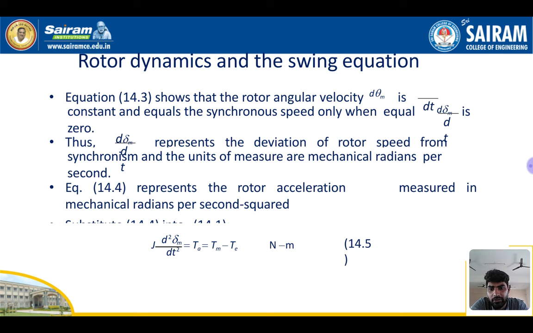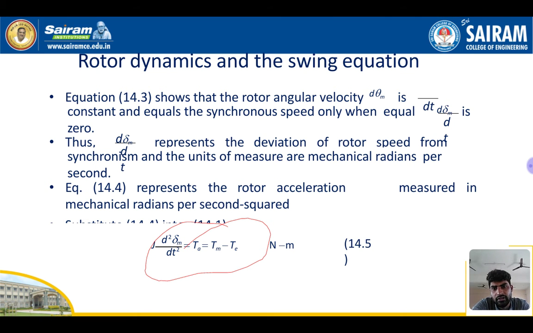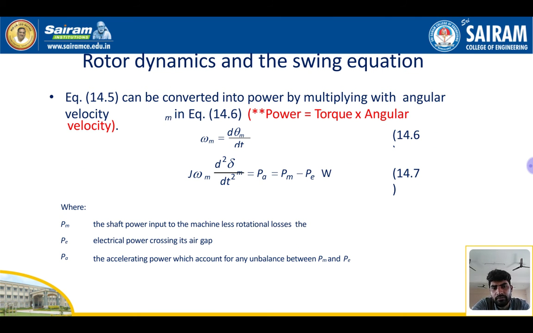Finally, we'll get the equation 14.3: J d square theta m by dt square is equal to Ta is equal to Tm minus T. Tm is the mechanical torque, T is the electrical torque, in Newton meter, right? So this is the derivation. Just to go through it once, definitely it becomes easy.